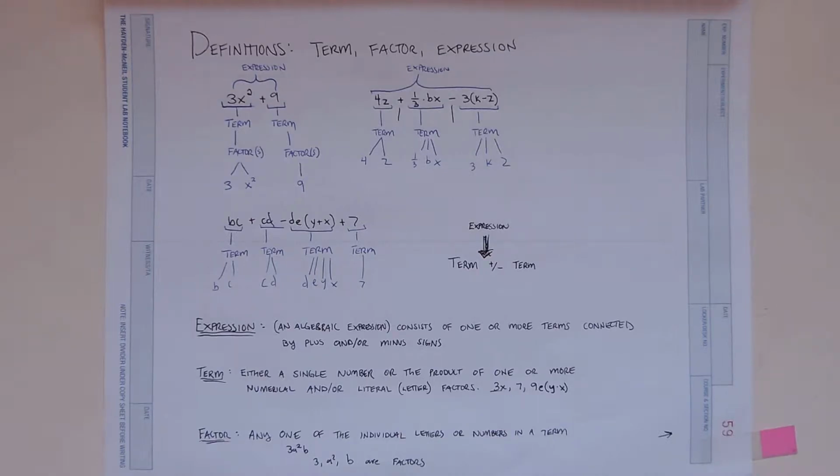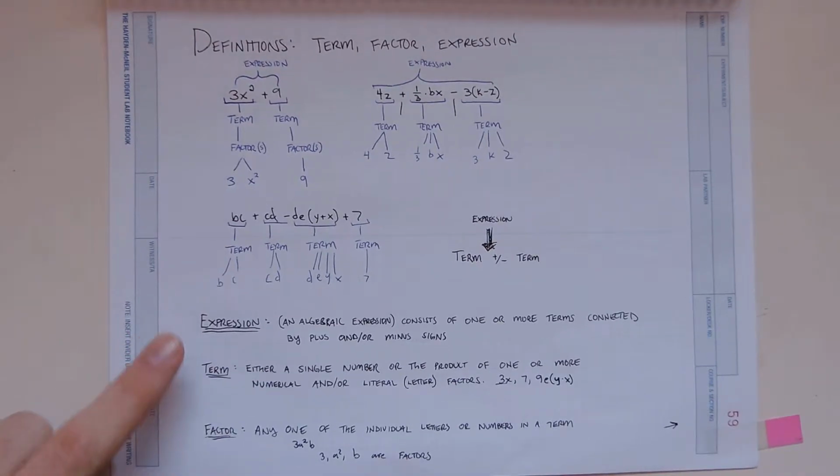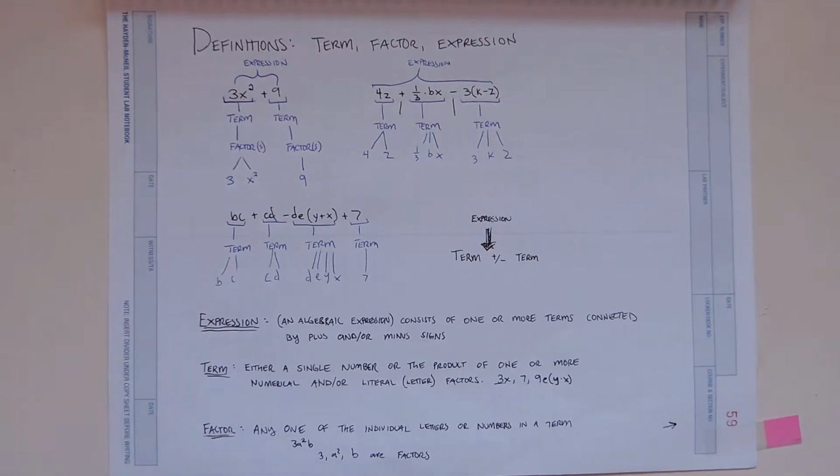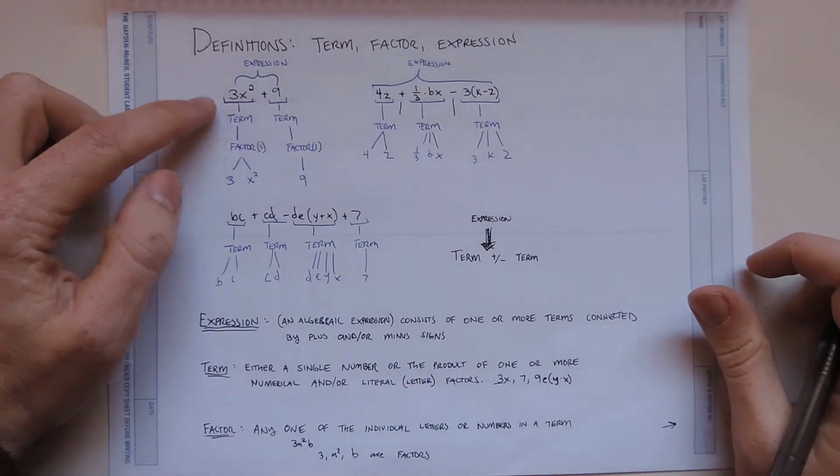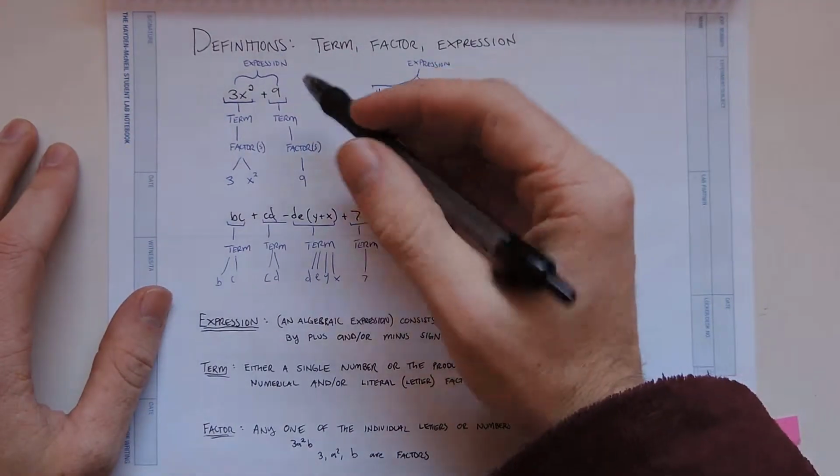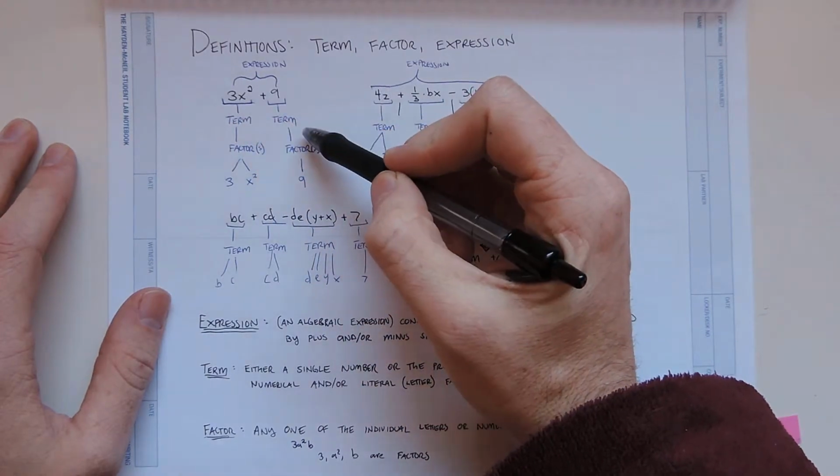A lot of times in math, definitions don't really make sense to us until we see examples. So I'm going to start with some examples first, and then we're going to work on the definitions of these three terms that we use frequently in algebra. So let's look. This is an expression, and in this expression there are two terms.